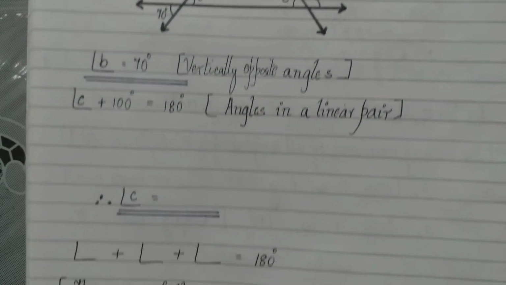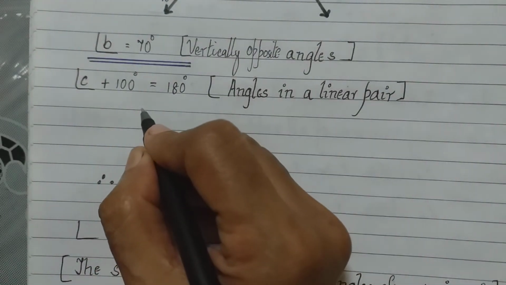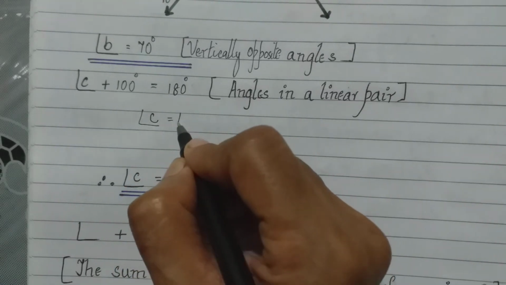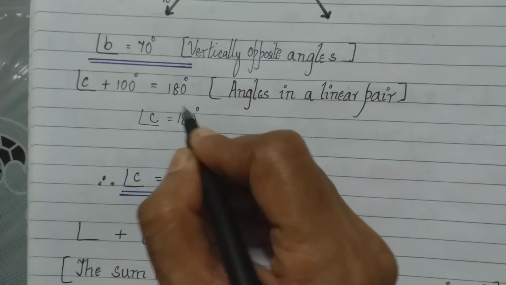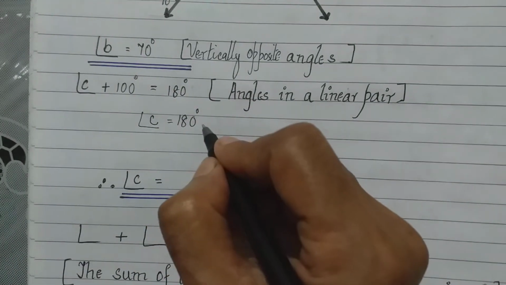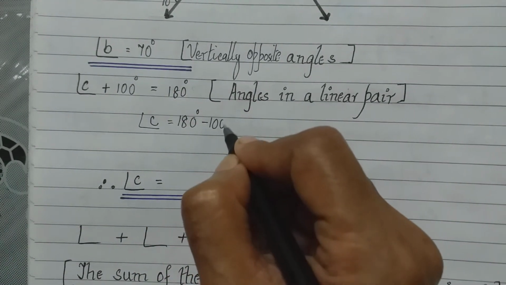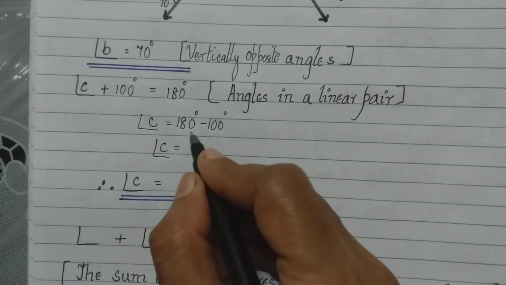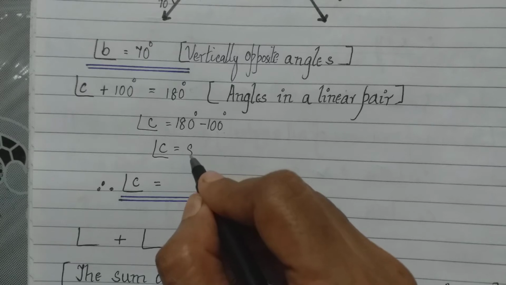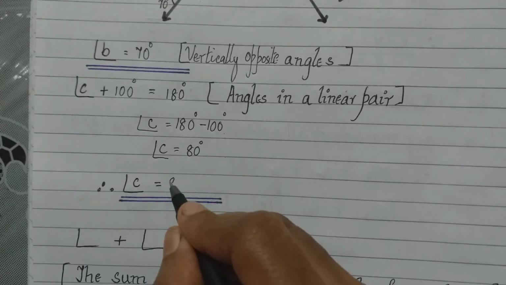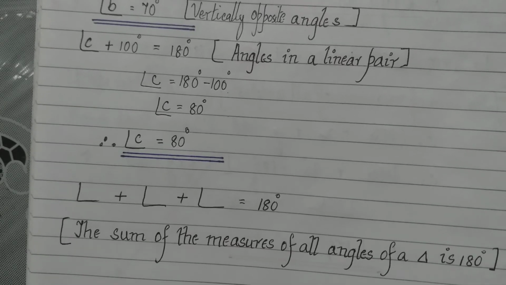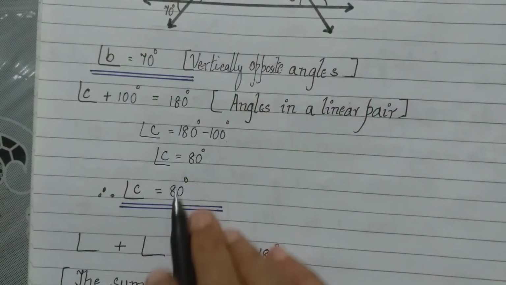So if I were to find out what is angle C, C is equal to 180 degrees, taking 100 degrees to the other side, minus 100 degrees. Angle C is equal to 180 degrees minus 100 degrees is 80 degrees. So same thing we'll write here. Angle C is equal to 80 degrees. Now we have got angle B and angle C.